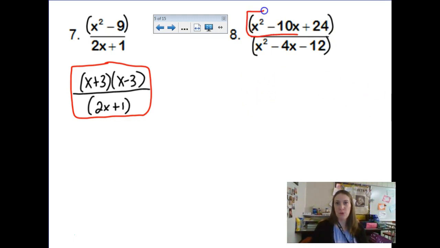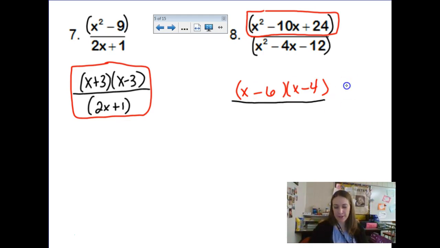So let's factor this numerator carefully. So x and x, that's the easy part. And then I've got to multiply to 24, but add up to negative 10. So how about negative 6 and negative 4? It's worth you taking the extra like 12 seconds to double check your factoring, because if you factor these wrong, you just messed up the rest of the problem, so that's a bummer.